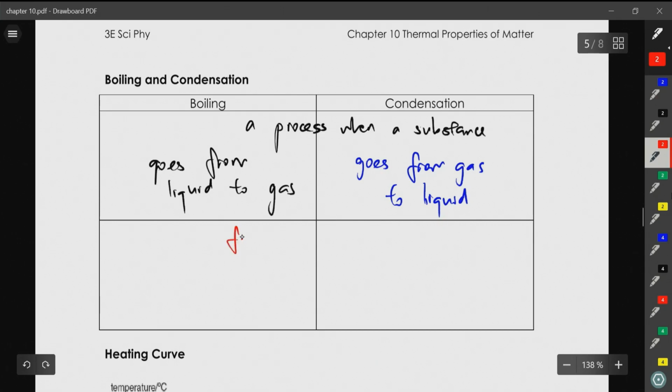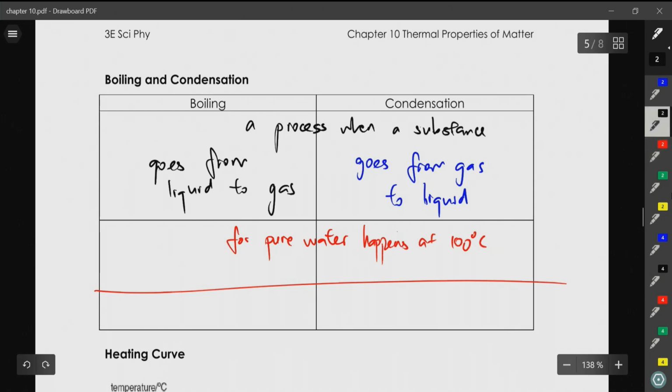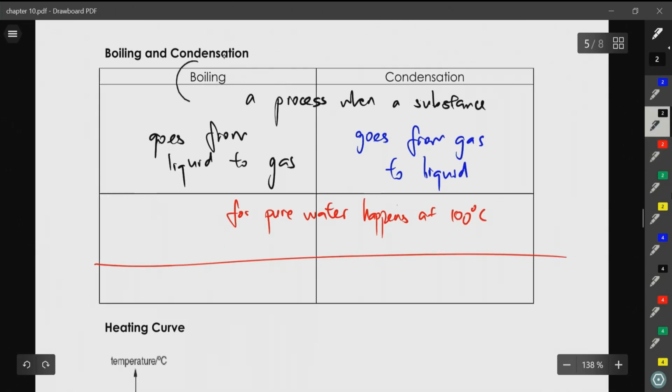I think it's pretty straightforward and easy to memorize. For pure water, this will happen at 100 degrees Celsius. Just to take note, same thing for boiling: it's a process where it takes in heat. For condensation, it's a process where it gives off heat.